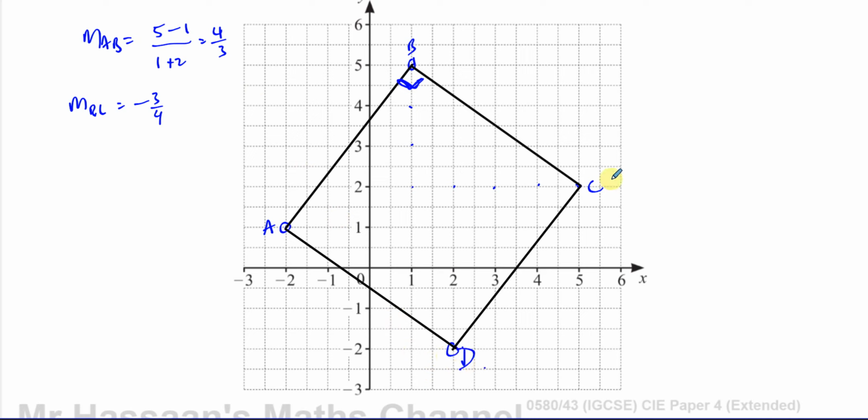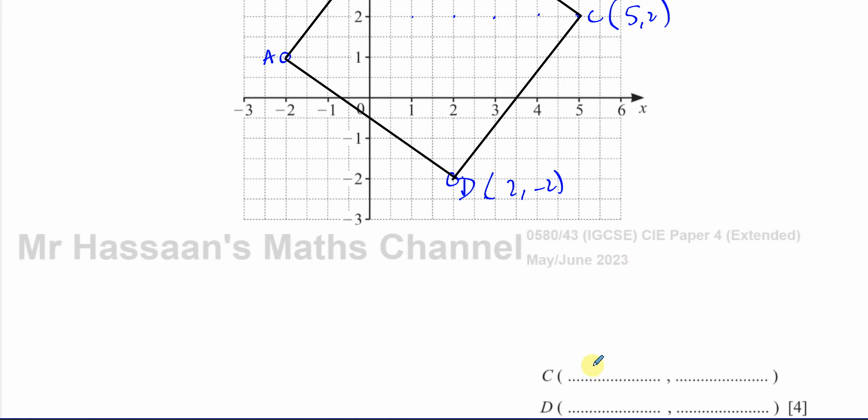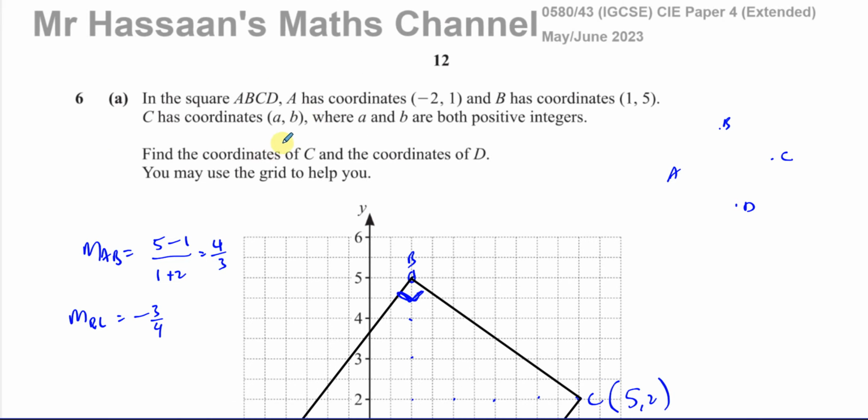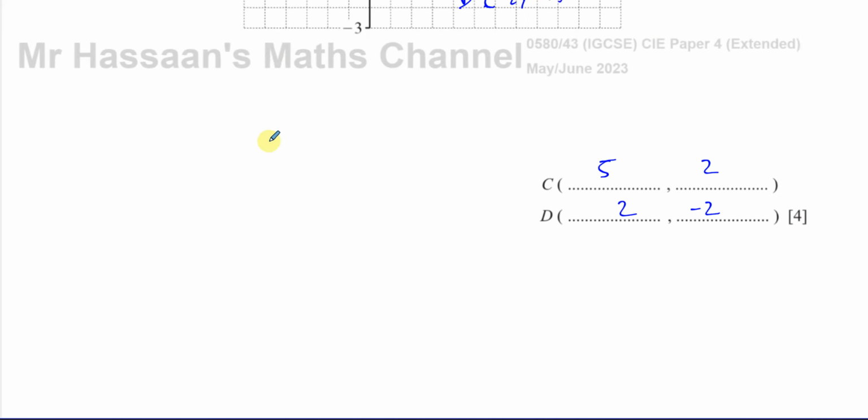So there's D. So the coordinates of C are 5, 2, and the coordinates of D are 2, negative 2. And we have our square. So we have 5, 2, and 2, negative 2. And that completes question 6, part A. Okay, that's what the student asked me about.